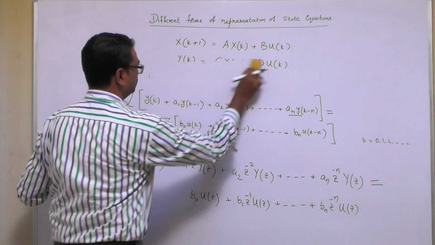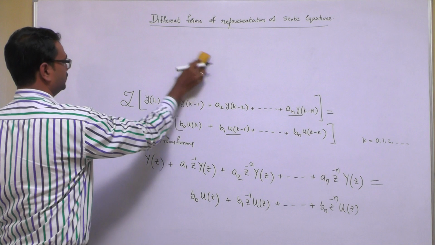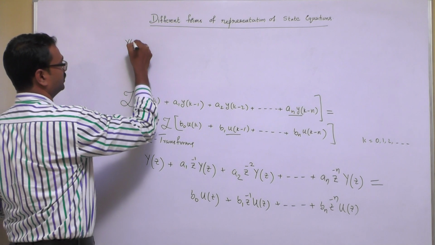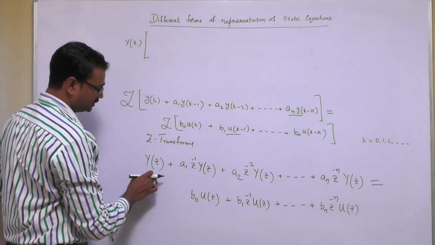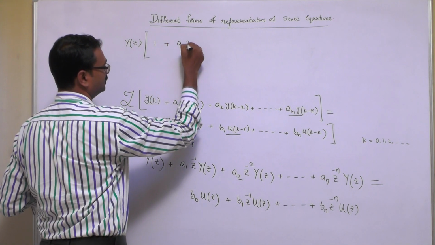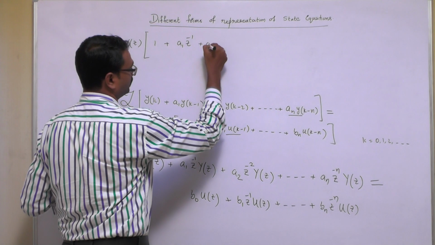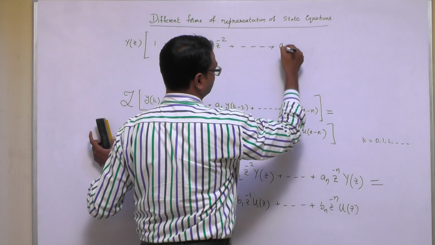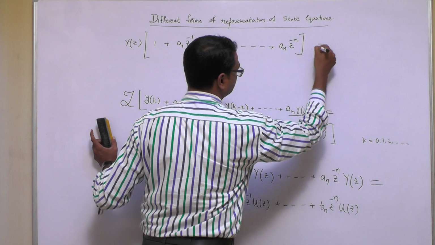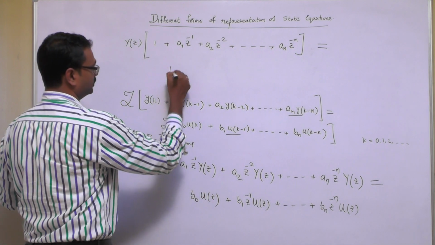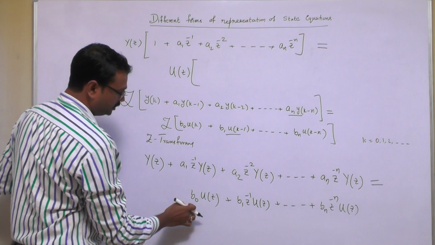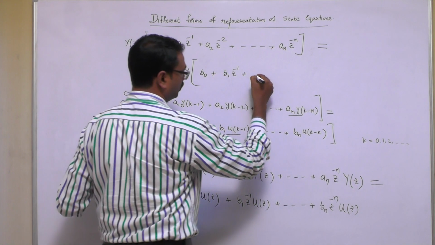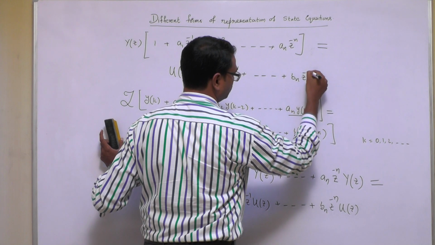Now if you consider taking common on both the left hand side and right hand side, Y of z is common here, so Y of z, when you have considered it common, you have 1 plus a1 z inverse plus a2 z power minus 2 plus so on an z power minus n, which is equal to, when you consider U of z common, b naught plus b1 z inverse plus so on plus bn z power minus n.